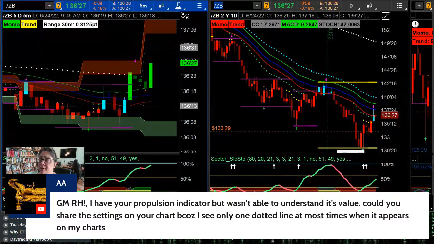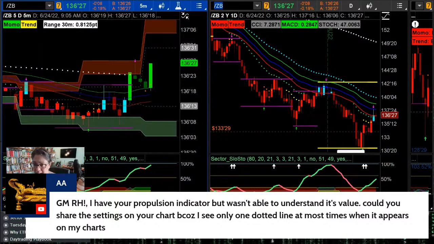I wasn't able to understand its value. Could I share the settings of my chart? Because I only see the dotted line at most times when it appears on my chart. I don't have time to, and I appreciate the question. I don't have time to dive into a long discussion on propulsion in Charts and Coffee. But what I can tell you is check out countdowntrader.com. You have content there on a lot of my indicators. But let me give you at least a Cliff Notes version of what propulsion does.